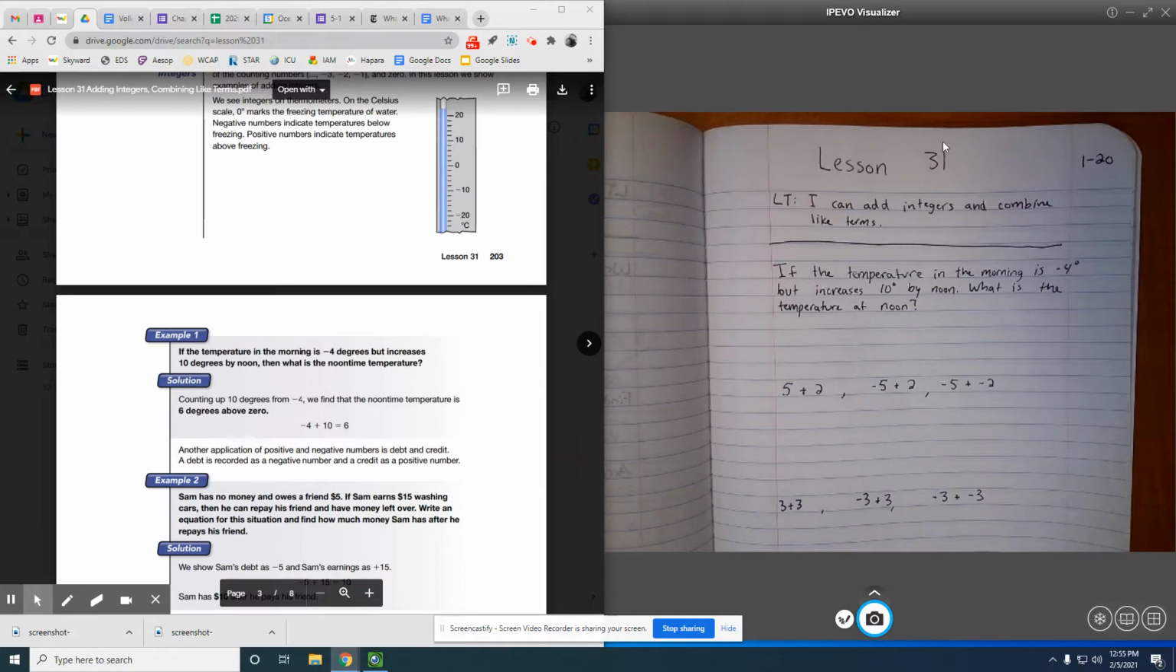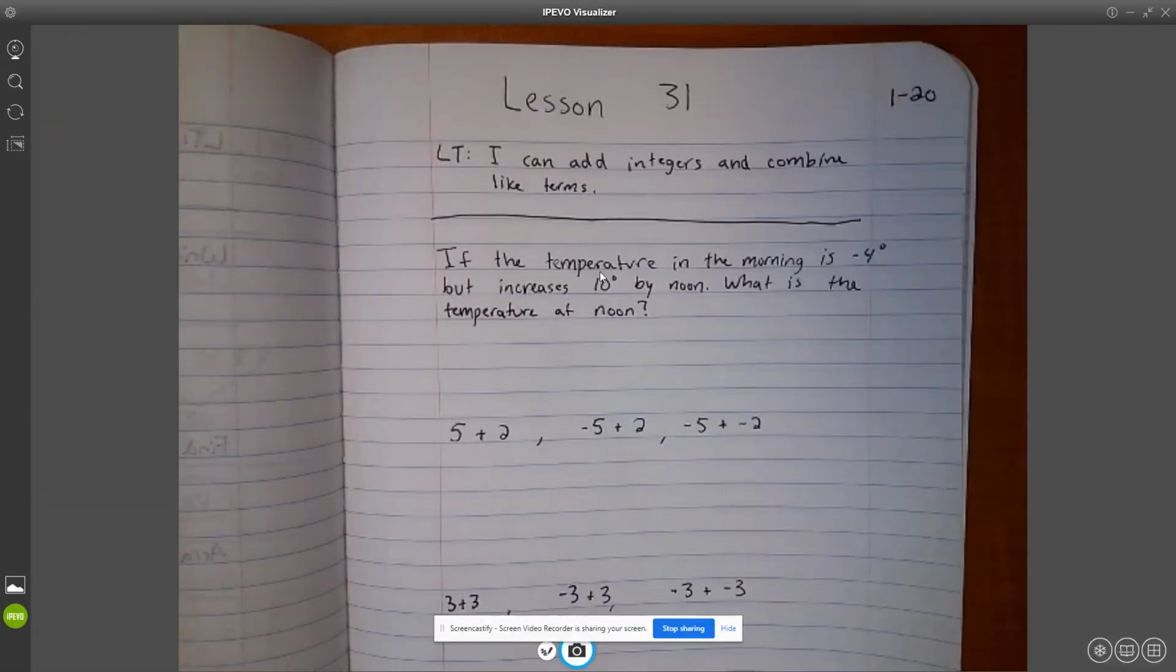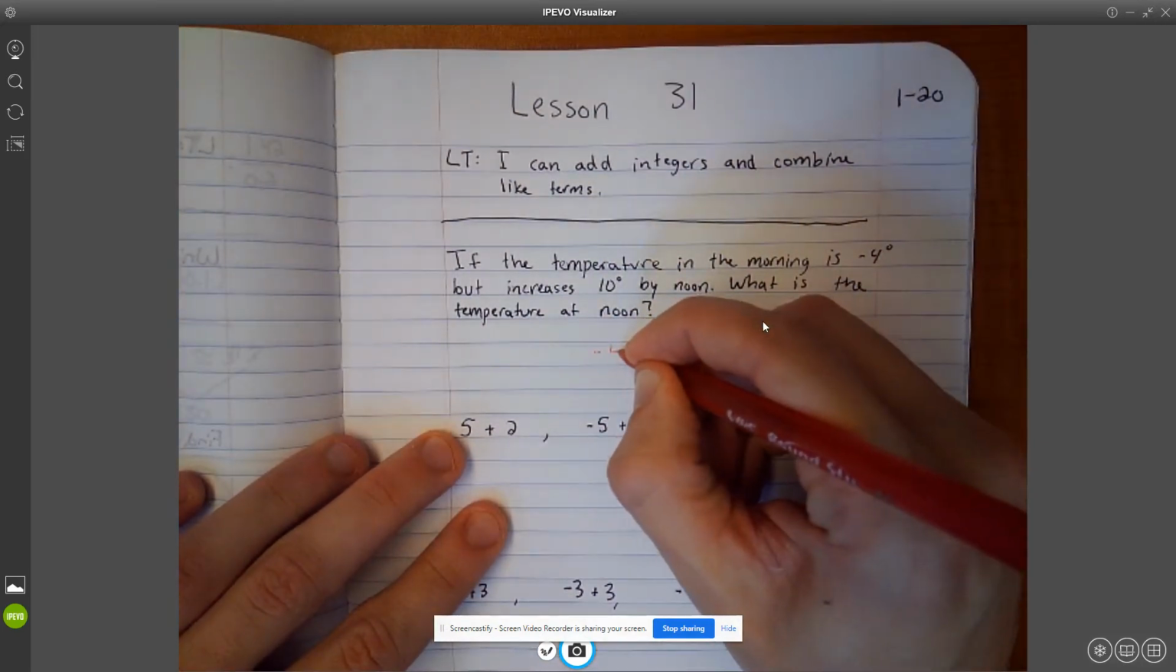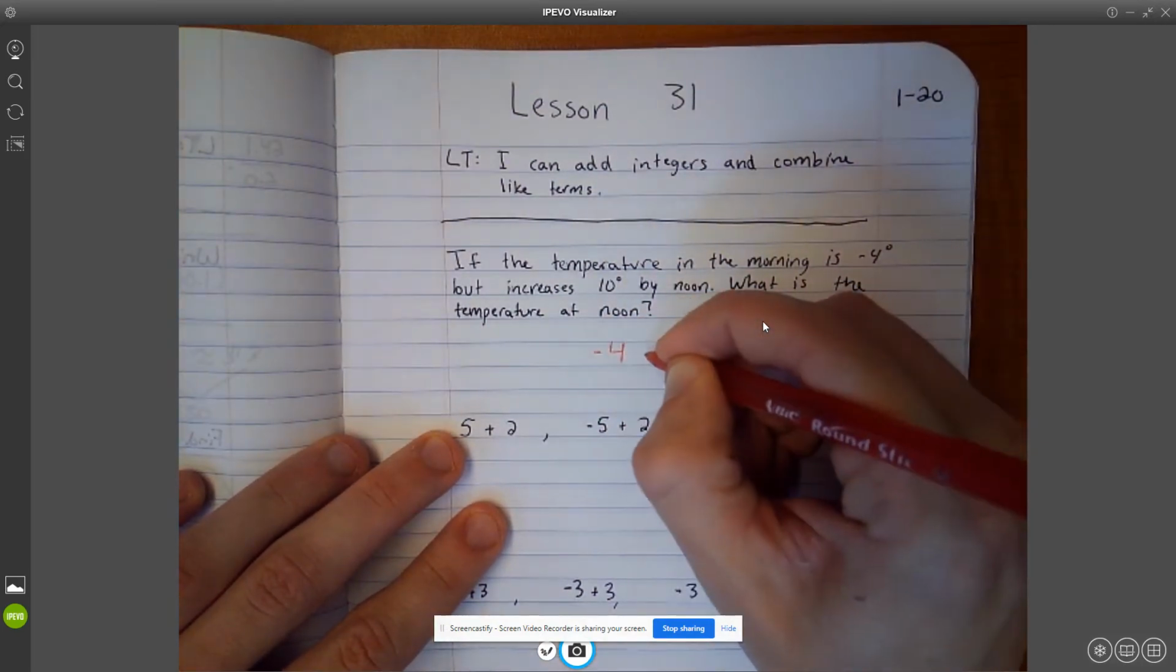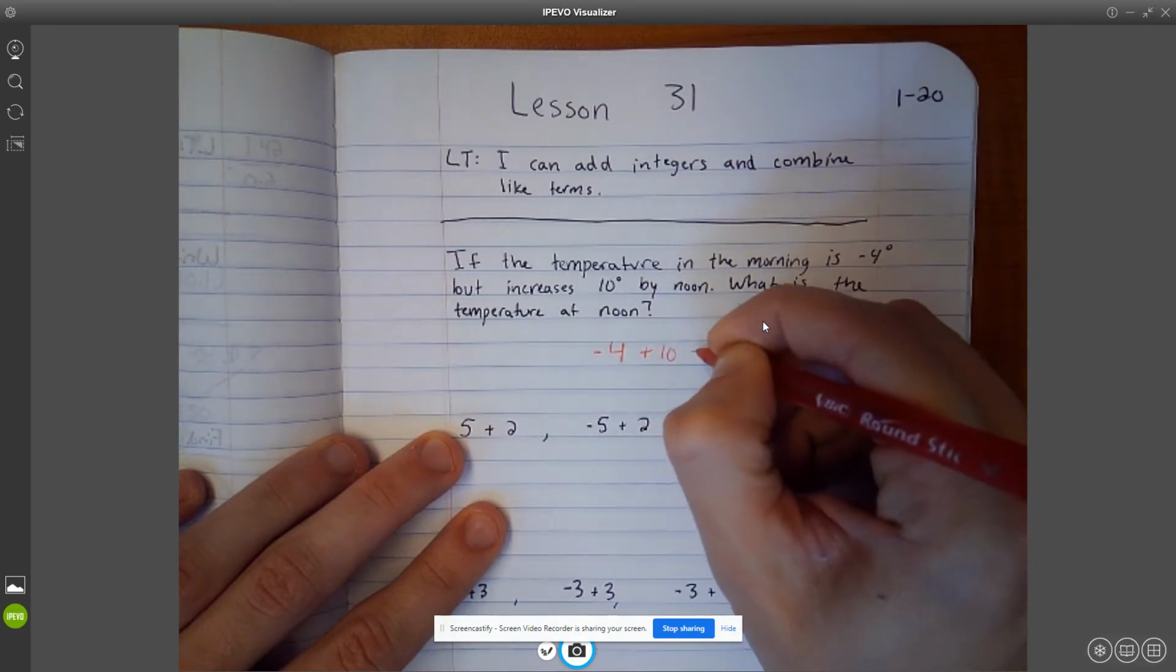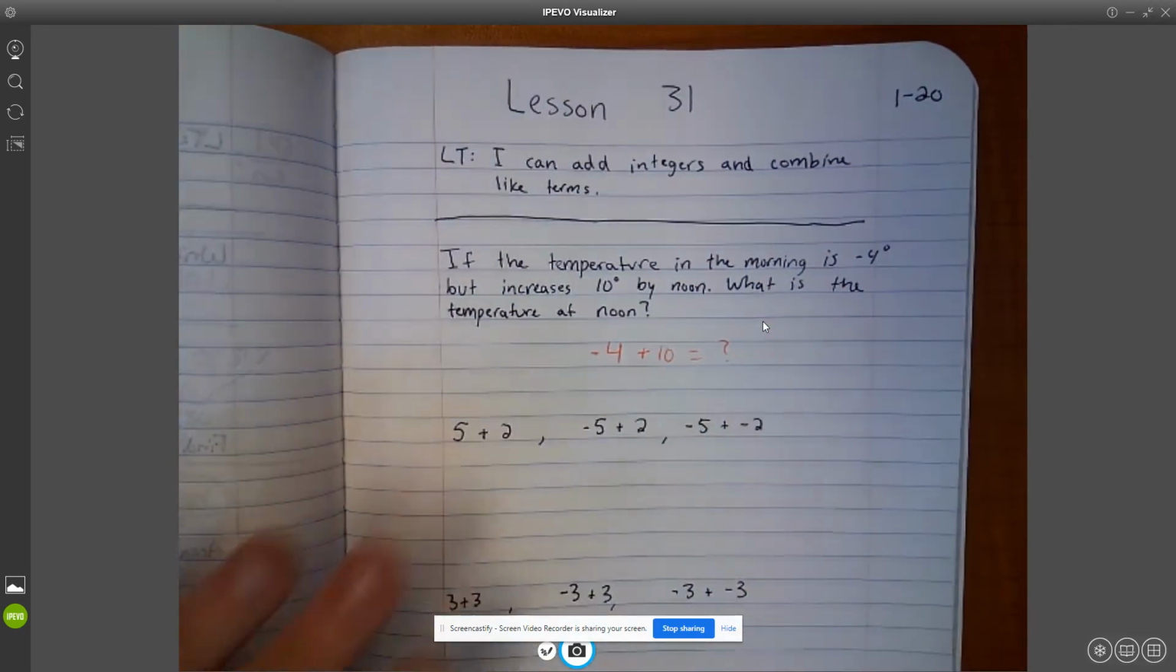I'm going to be doing example 1 here. It says if the temperature in the morning is -4 degrees, but then increases 10 degrees by noon, what is the temperature at noon? So if we started at -4, and we are going to add 10 more. That's what we need to figure out.